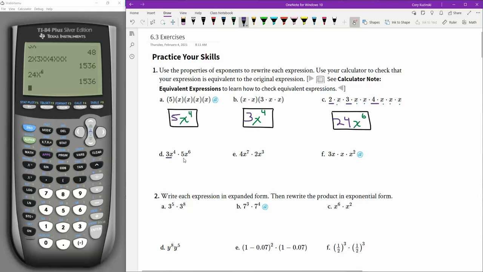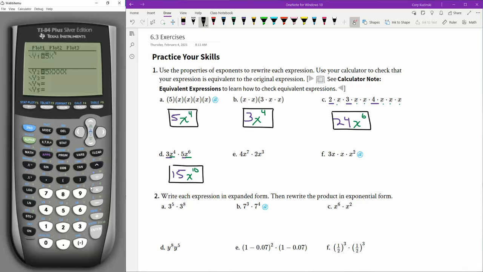3 times 5 is 15. x to the 4th times x to the 6th is x to the 10th. When you're multiplying numbers with the same base, you can add their exponents. Now, 3 and 5 don't have the same base, but they are coefficients, so we can multiply those. Let's check that. Let's use the y equals. 3x to the 4th, I have to press to the right, times 5x to the 6th, and 15x to the 10th.